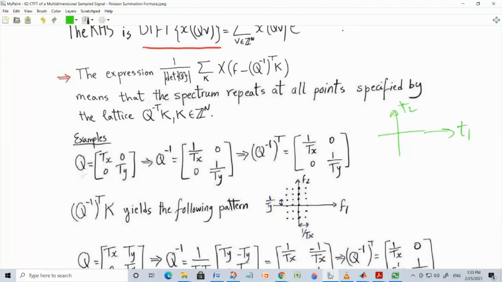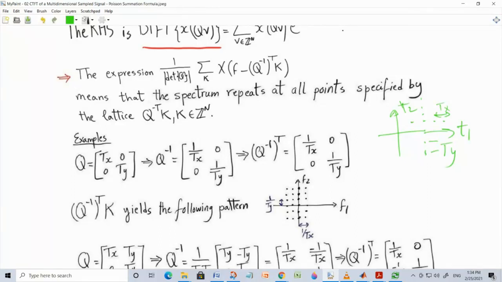So if your Q matrix is diagonal, in time what you do is sample over a rectangular grid, and you have a spacing that is parameterized. So along the direction t1, the spacing is Tx, and along the direction t2, the spacing between 2 consecutive samples is Ty. And what is Q inverse transpose? You can just compute it. It is 1 over Tx, 1 over Ty. So what does this mean?